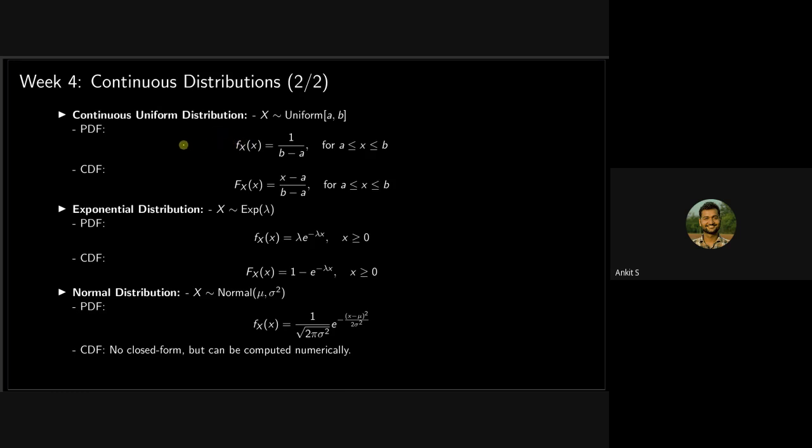The first one was the continuous uniform distribution. Its PDF is equal to 1 by b minus a for x in the range a to b, and the CDF is simply x minus a divided by b minus a. If you integrate the PDF from the starting point to the point x, you will get this CDF, or you can do vice versa. You can differentiate the CDF, so you can verify this by doing integration or differentiation.